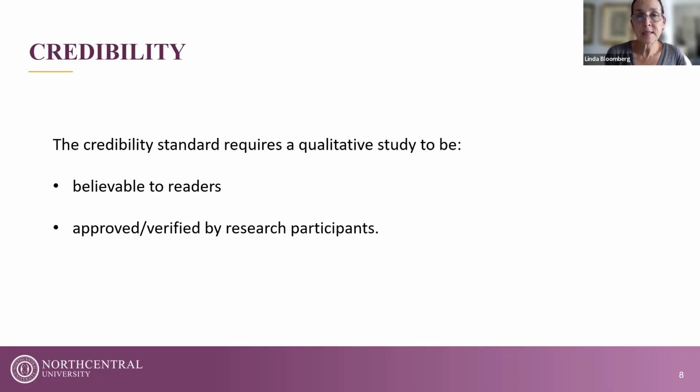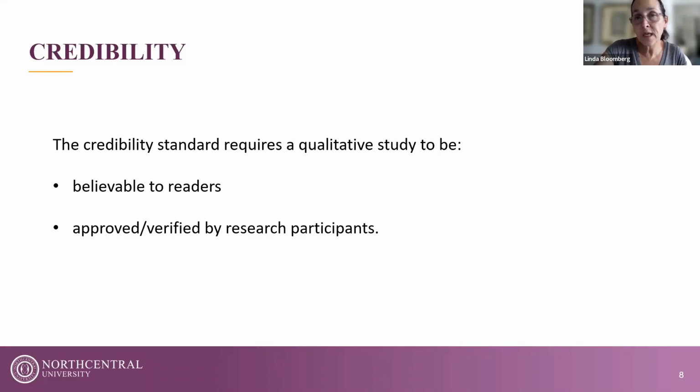And credibility requires that your study is believable to readers and that it's also approved or verified by the research participants themselves. So this is quite a tall order. You have to satisfy the readers. And you also should technically be satisfying those people or individuals who participated in your study. Because remember, we do need to credibly and authentically represent people who have willingly agreed to participate voluntarily in a research study. We want their experience to be authentic. We don't want to put our own spin on it based on our own experiences and biases. We want the study to speak for itself. We want our research participants' experience to be put out there and represented authentically.